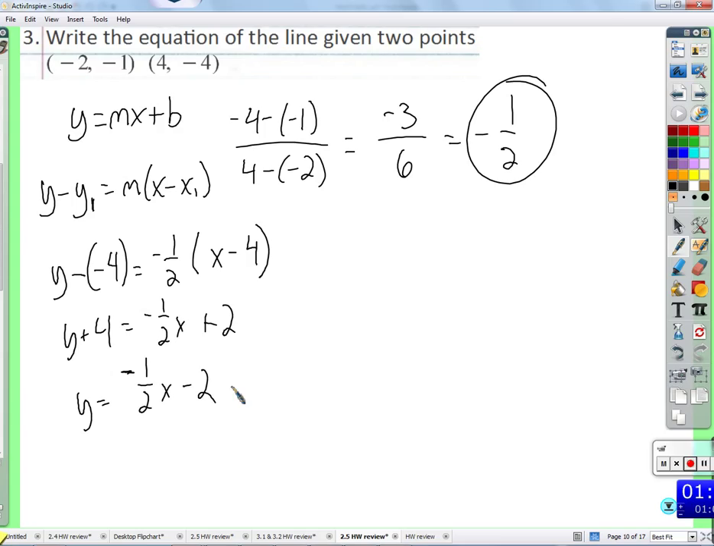If you were to use y = mx + b, solve for b and plug back in, that's absolutely fine, of course. I didn't ask you to use the point-slope form. So, choice is yours. Questions? Take that lack of questions to mean that there are no questions.